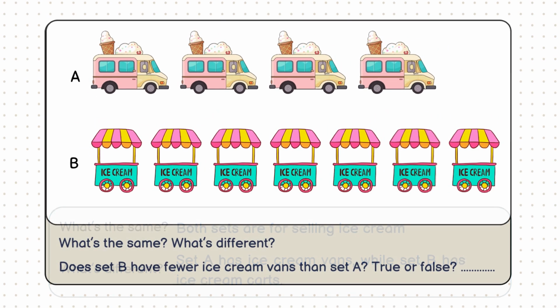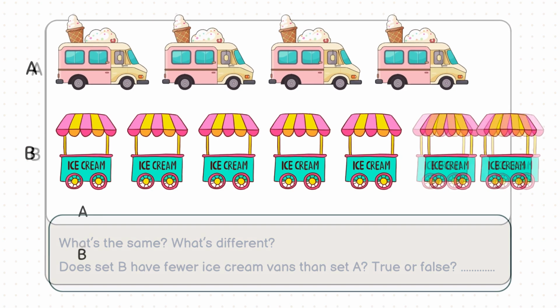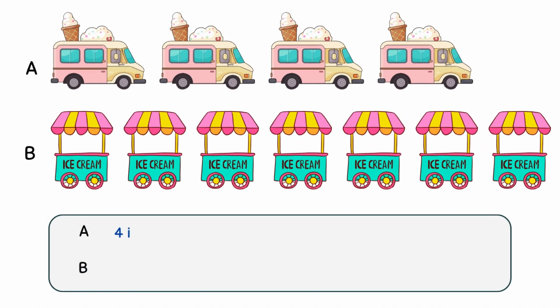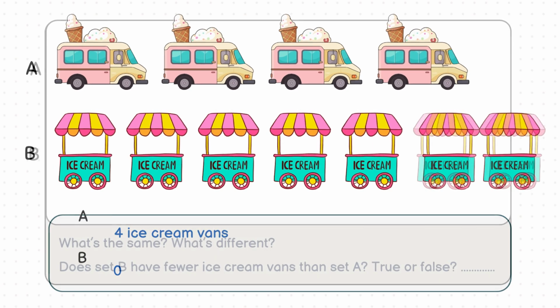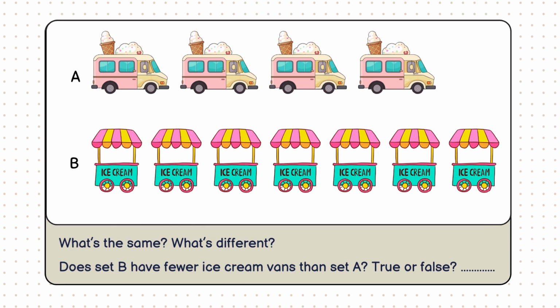Now, here's the next question. Does Set B have fewer ice cream vans than Set A? Let's check. Set A has 4 ice cream vans, and Set B doesn't have any vans, only carts. So, is it true that Set B has fewer ice cream vans? Yes, that's true. Set B has fewer ice cream vans because it has 0 vans. You are doing great.